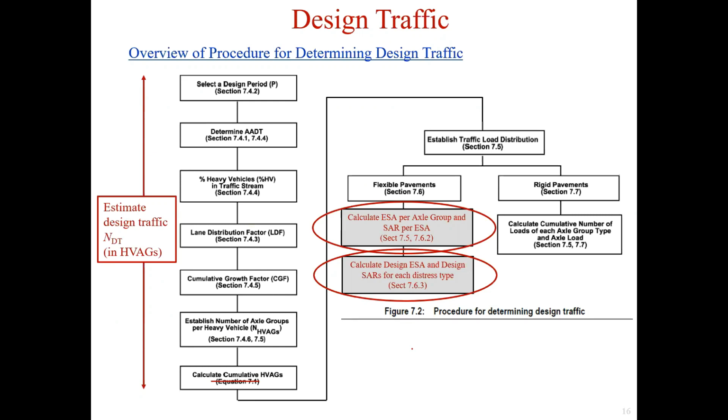For flexible pavements, we need to calculate the allowable ESA per axle group and SAR per ESA. Afterwards, we need to calculate the design ESA and design SAR for each distress type. And then we can make a comparison of these allowable and design values.